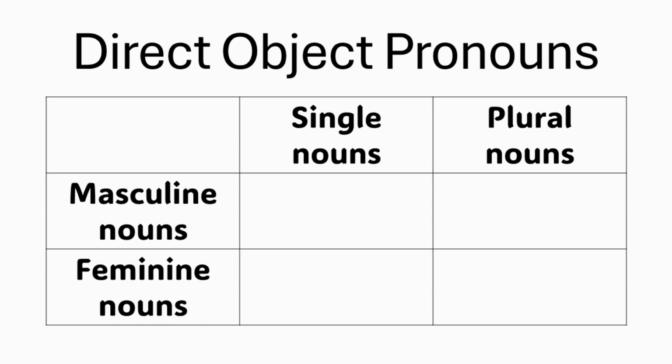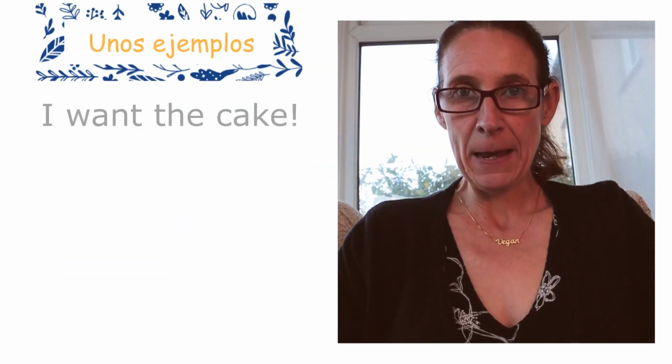Now, you complete this table of direct object pronouns. ¿Puedes hacerlo? Tus respuestas deben verse así. Perfecto. Then we're going to place the pronoun in front of the verb. Okay? Normalmente. Por ejemplo, I want the cake.